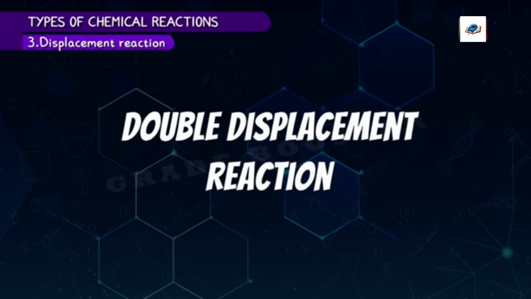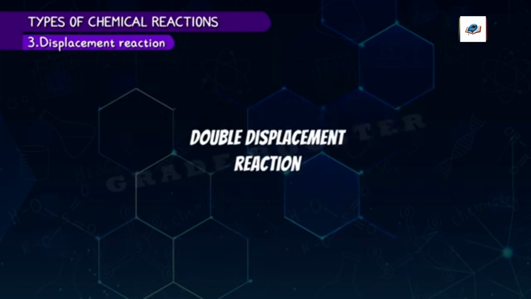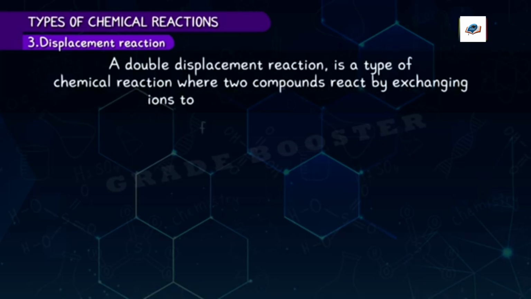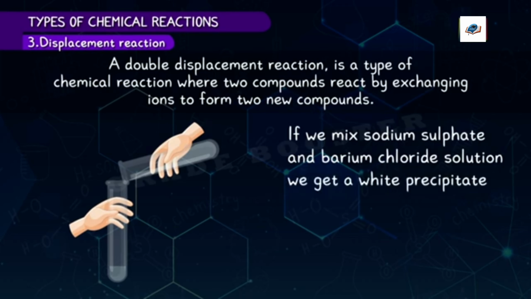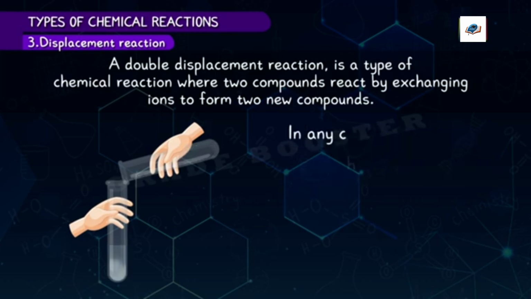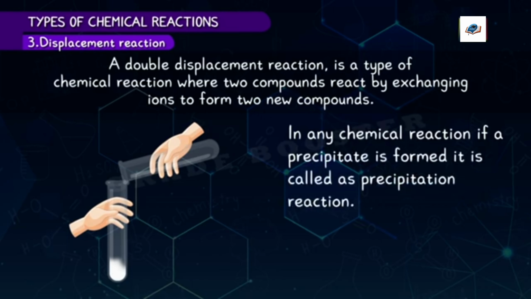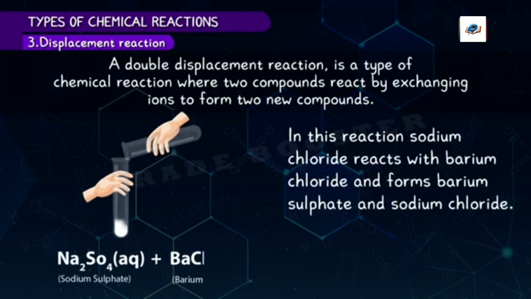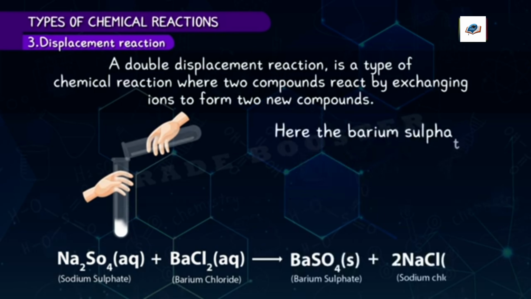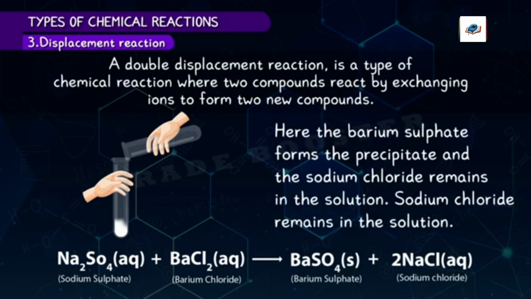Now let us see double displacement reaction. A double displacement reaction is a type of chemical reaction where two compounds react by exchanging ions to form two new compounds. If we mix sodium sulfate and barium chloride solution, we get a white precipitate. In any chemical reaction, if a precipitate is formed, it's called a precipitation reaction. In this reaction, sodium sulfate reacts with barium chloride and forms barium sulfate and sodium chloride. Here the barium sulfate forms the precipitate and the sodium chloride remains in the solution.